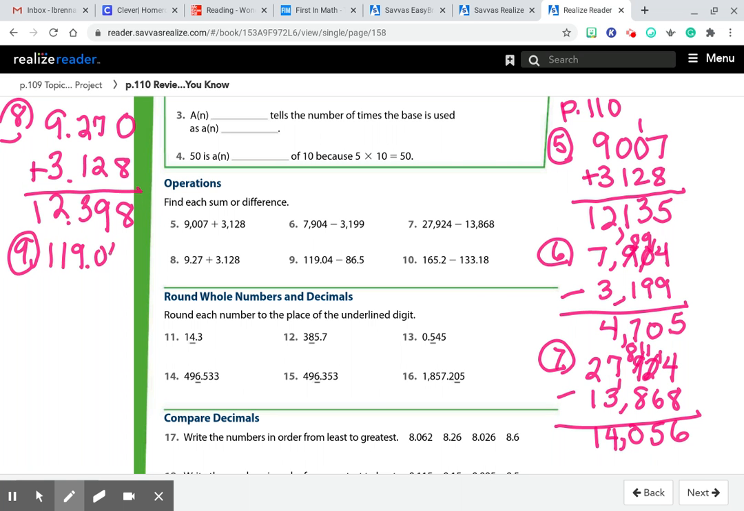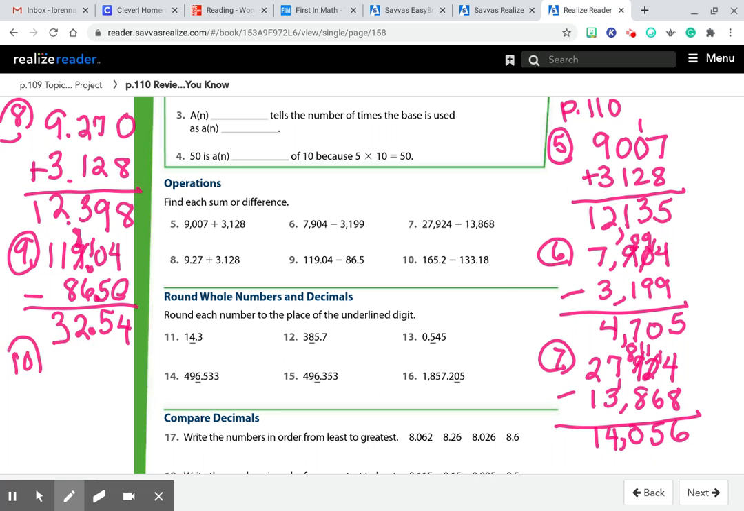Number 9, 119 and 4 hundredths, minus 86 and 5 tenths. I'm going to annex a 0 there. 4 take away 0 is 4. I can't take 0 away from 5. So I'm going to have to borrow from the neighbor. Remember, we're all lined up in decimal place value. 8 minus 6 is 2, and 11 minus 8 is 3. So we have 32 and 54 hundredths.